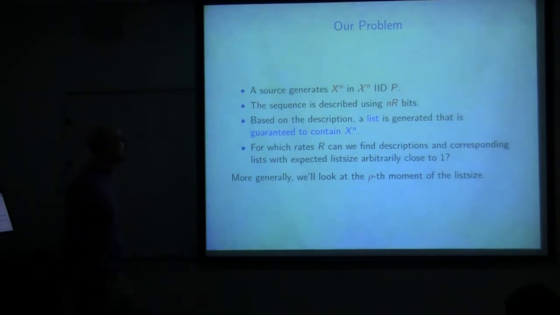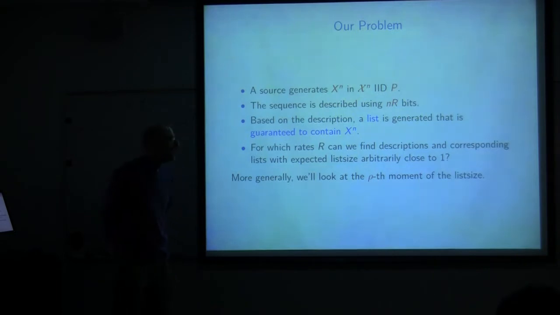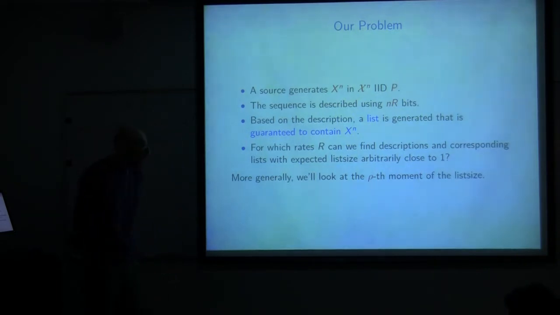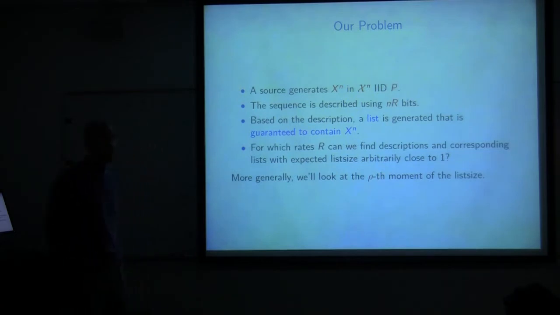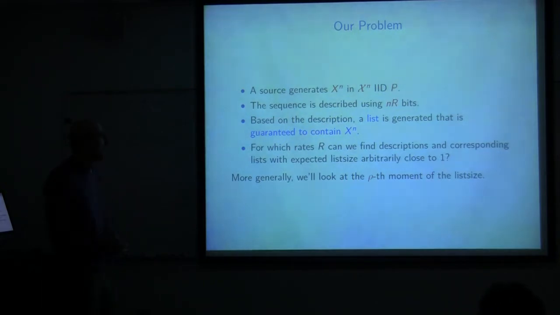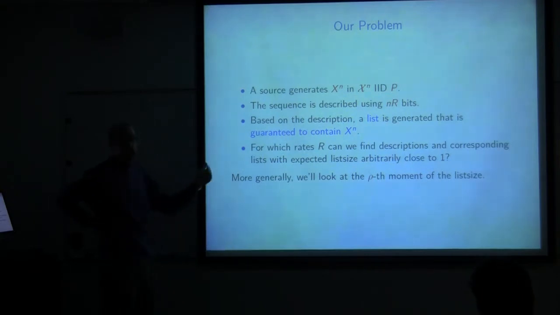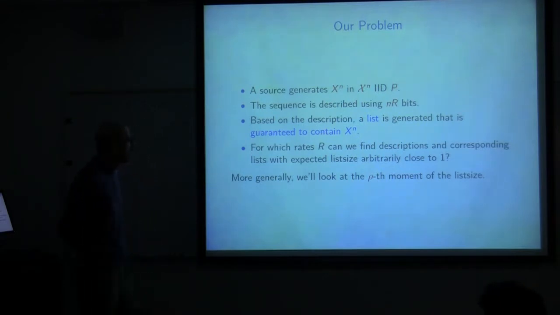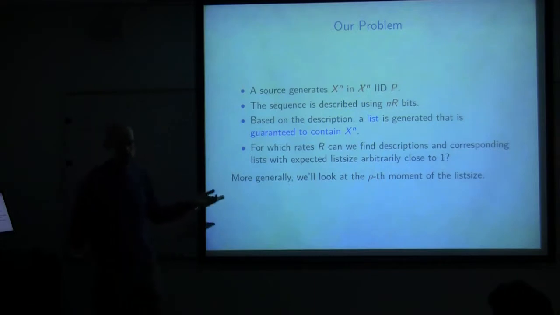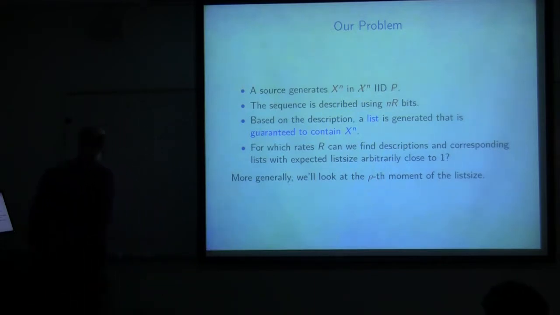And the question is, for which rates R can we find descriptions and corresponding lists with expected list size arbitrarily close to 1? We can't do better than 1, because I'm afraid there is a task that needs to be done. So it's at least 1, but we don't want to perform too many of them. We want this to be an expected value close to 1. And more generally, we'll see that it's actually a little bit nicer and cleaner to look at the rho-th moment of the list size. So this is what we'll be looking at.